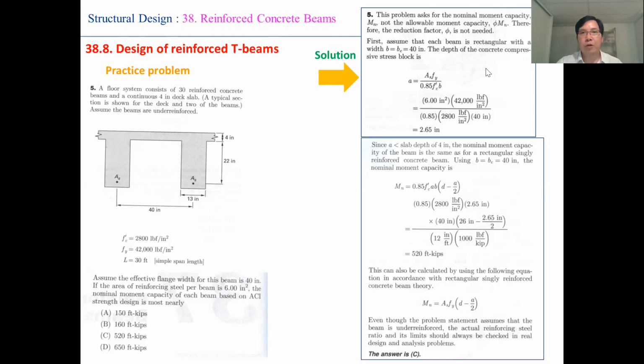So you can calculate firstly the depth of the concrete compressive stress block a by this equation, and you can find the value of a, and after you can apply this equation to calculate the nominal moment capacity Mn, and you can find that the value of Mn equal to 525 kips. So you can see that the good answer is C.